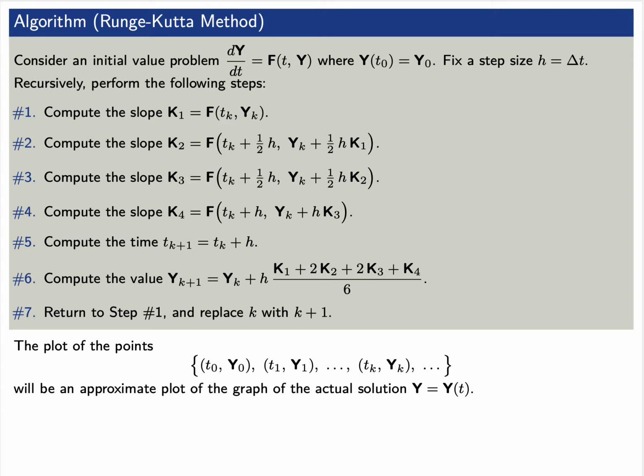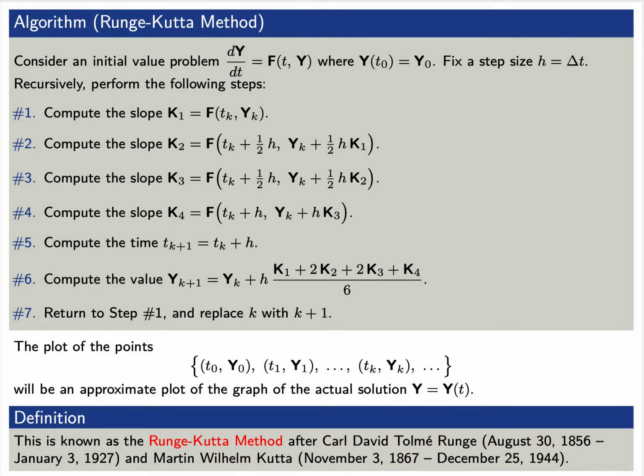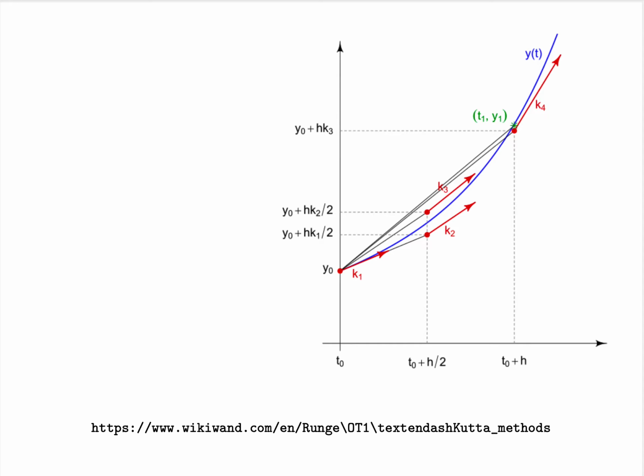Applying this to these points (tₖ, yₖ) will give us an approximate plot of the graph of the actual solution. This is known as the Runge-Kutta method, after the German mathematicians Karl Runge and Martin Kutta. There is a geometric interpretation of all of this.